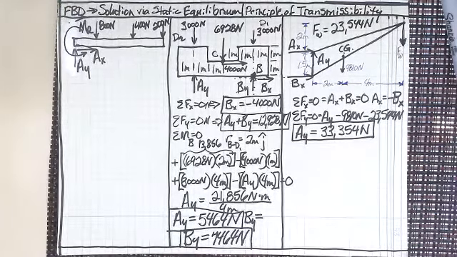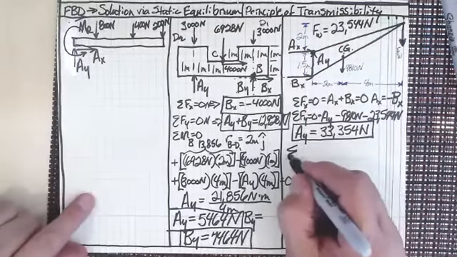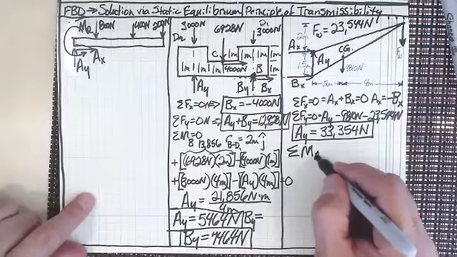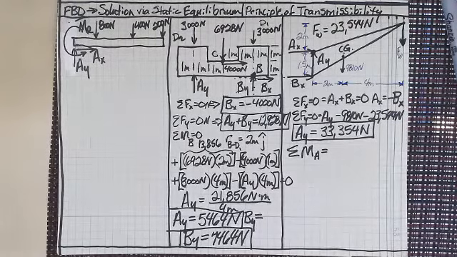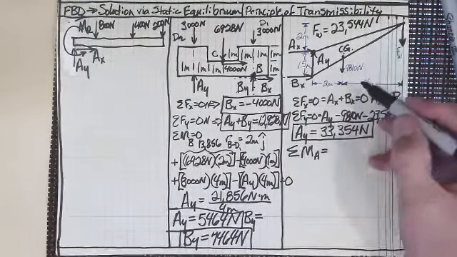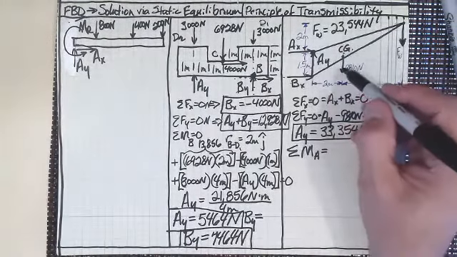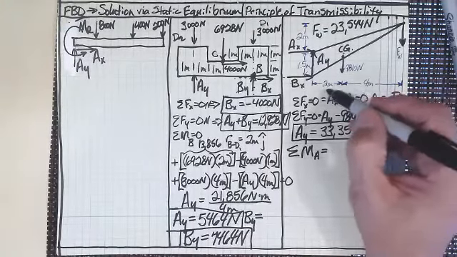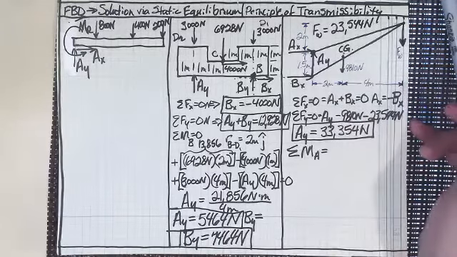We don't know what A sub x and B sub x are. And how can we get rid of most of those? Well, we could sum the moments about A, and we're doing it about A because we can get rid of A sub x and A sub y at the same time. When we look at the moments about A, the only thing that's really going to matter is the distance in the x direction, because all of our forces are in the y direction.